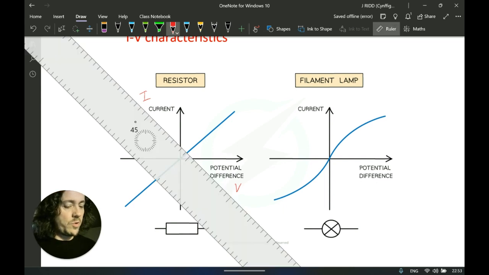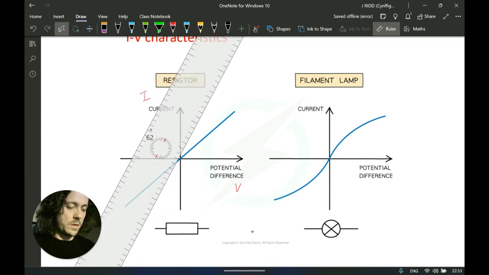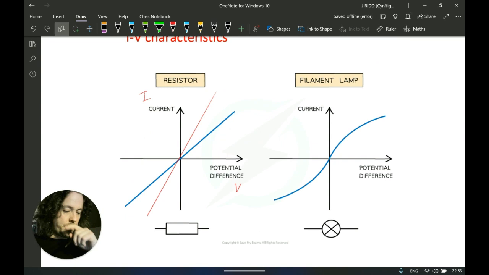Now, it's worth noting at this stage what a line like this would mean on the graph. We've got the blue line, we've got the red line. What's the difference? Well, if I label the red line A and this one B, A could be a different resistor. Which one of these is allowing more current to flow for a given voltage? Which one has the lowest resistance?